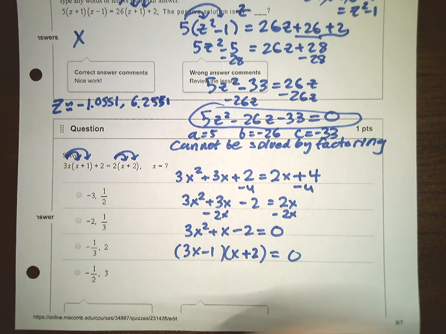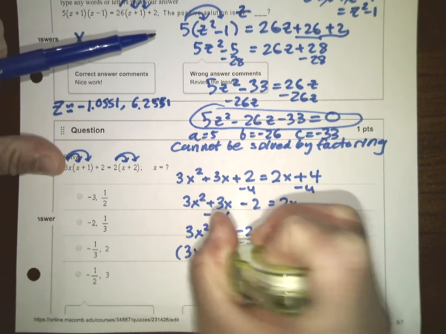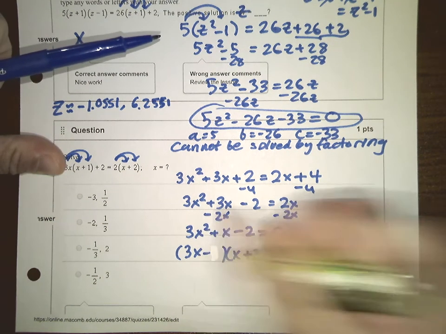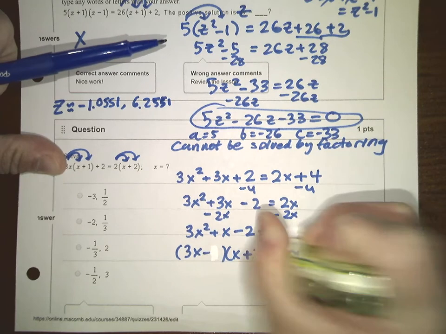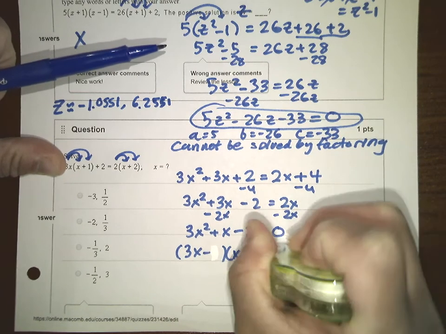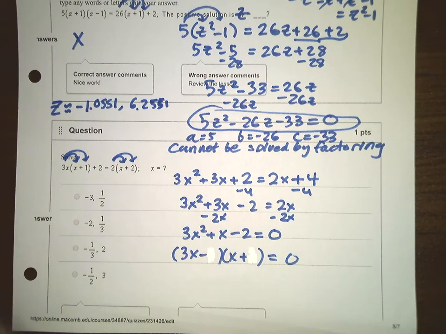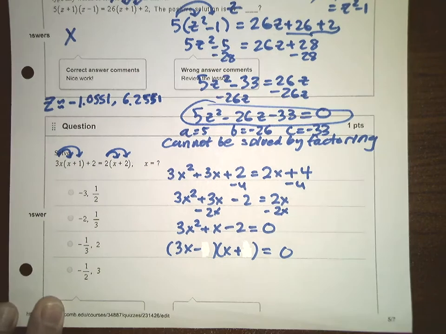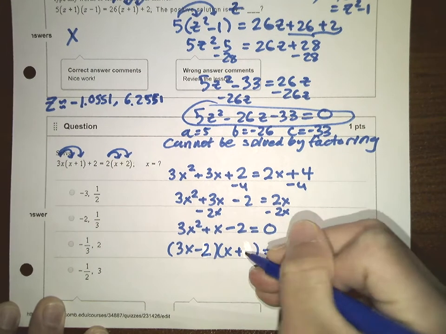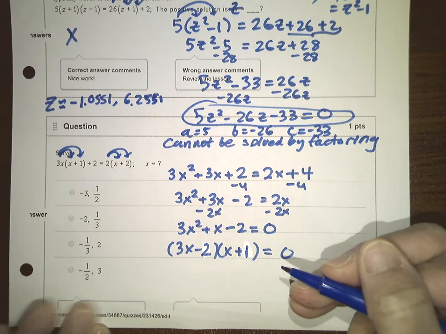All right, so let's see. So that should be a... there we go. That's what I get for doing mental math, right? All right, so then this will be a 3x minus 2 and an x plus 1, right?